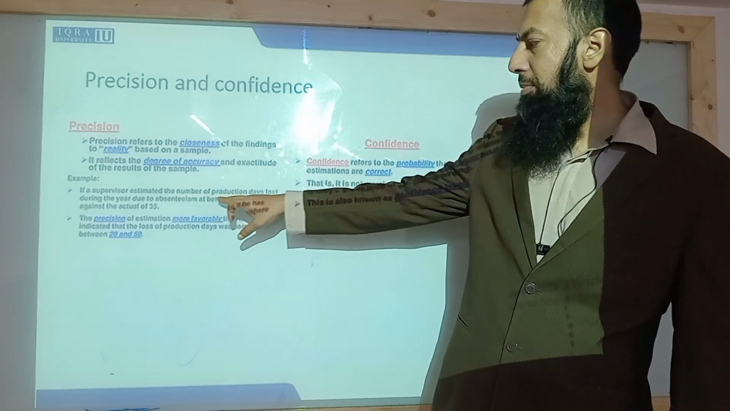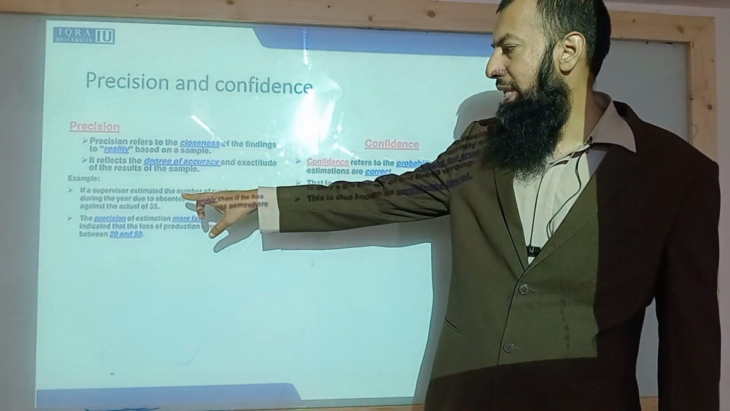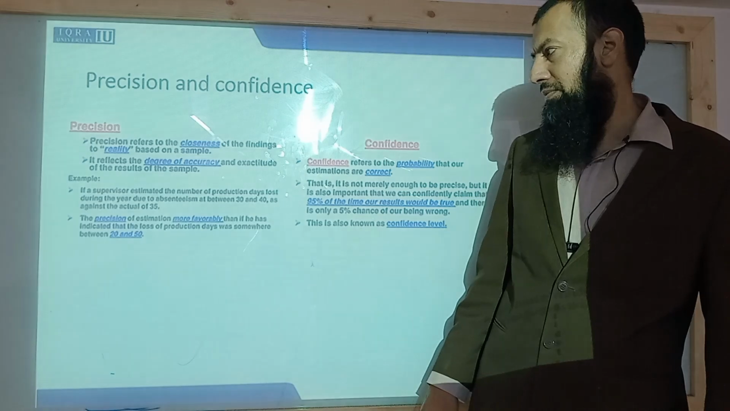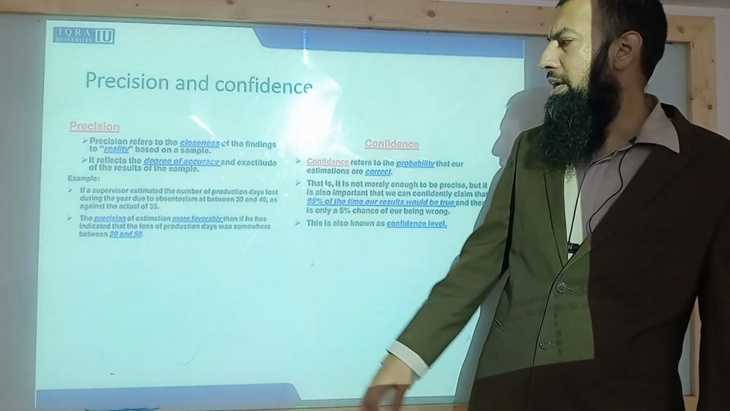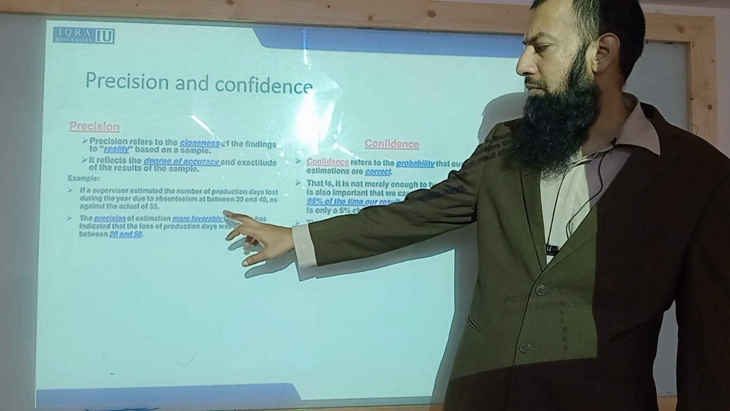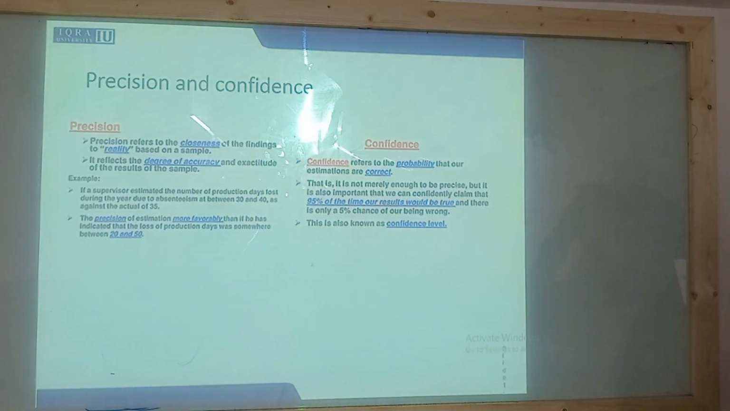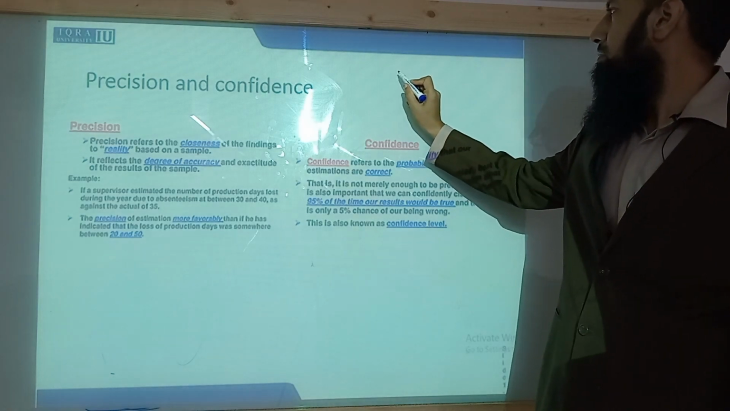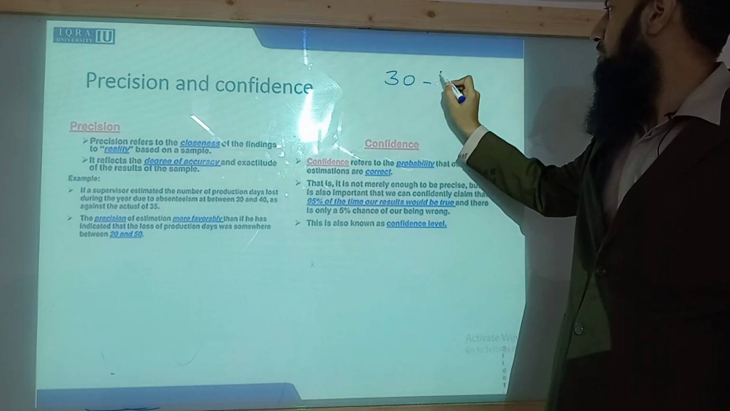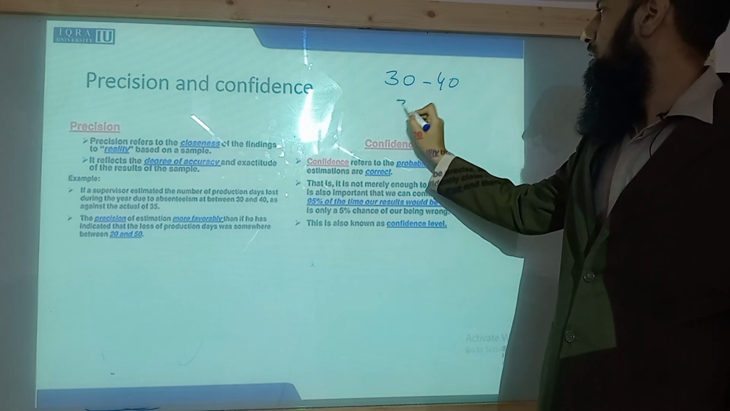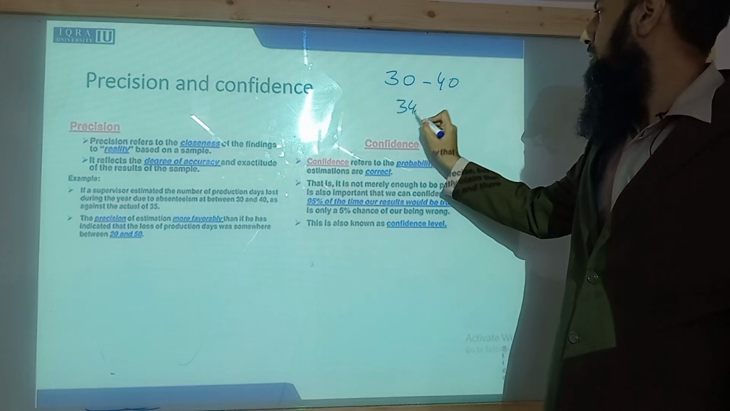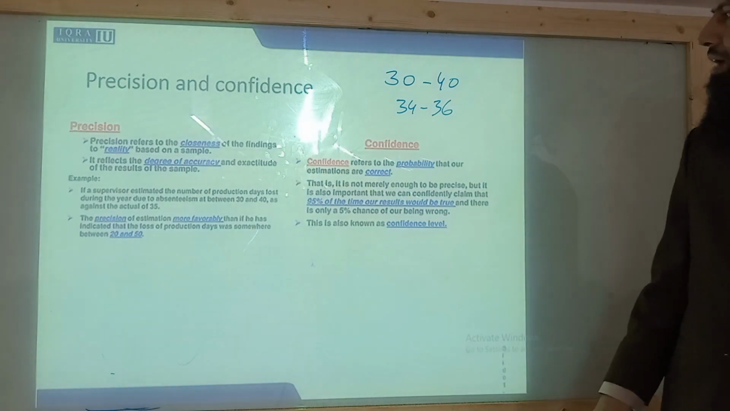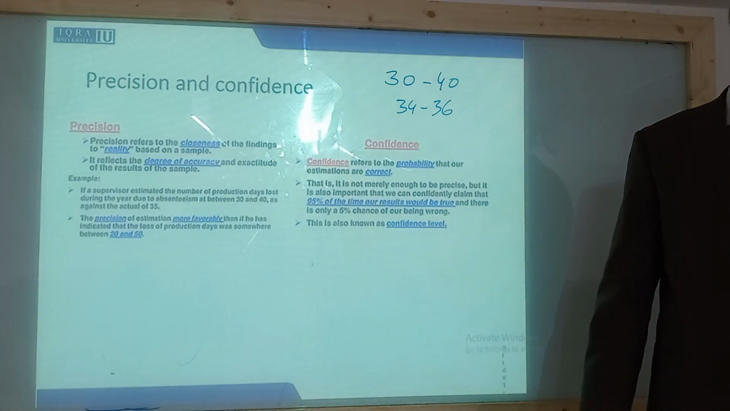If a supervisor estimated the number of production days lost during the year due to absenteeism as between 30 and 40, against the actual of 35. Okay, let me give you the example over here. When we say 30 to 40, and 34 to 36, which would have more precision? Which one?